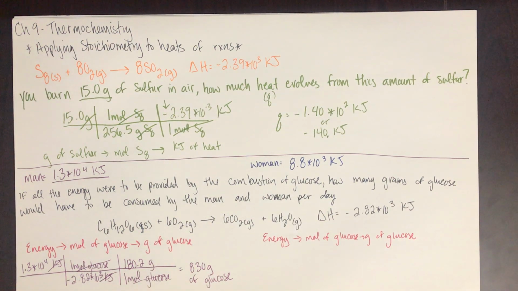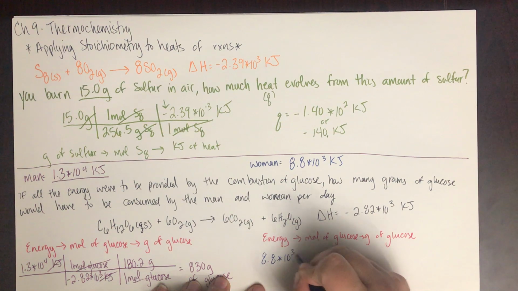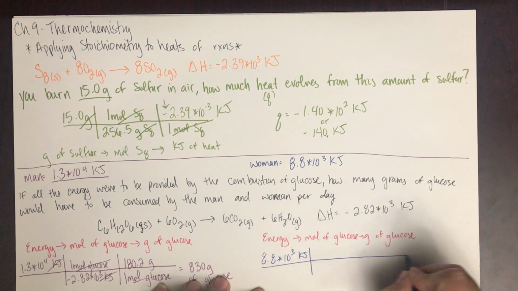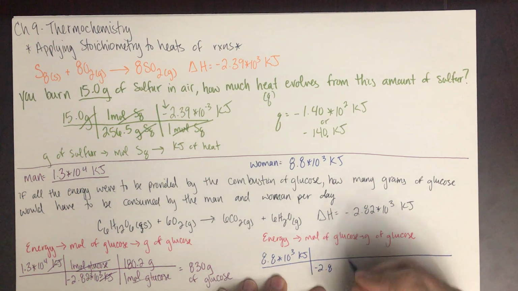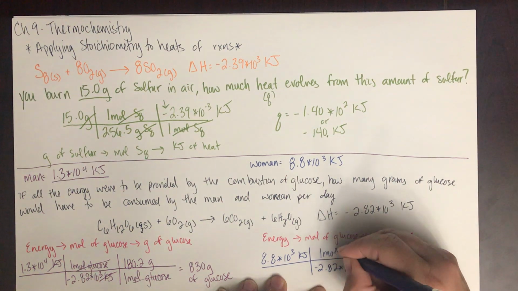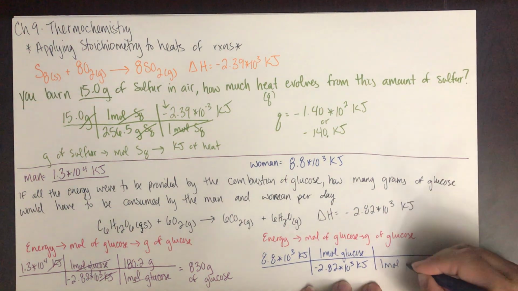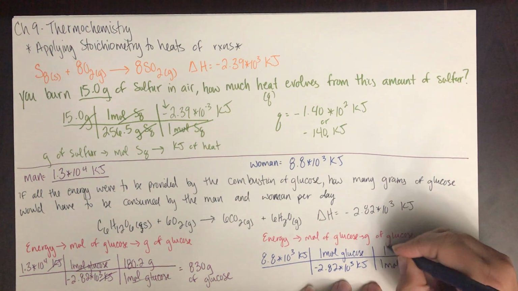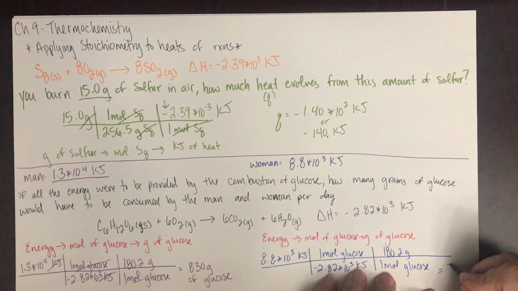So let's do the same thing over here for the woman. So I have 8.8 times 10 to the third kilojoules of energy. 1 mole of glucose is negative 2.82 times 10 to the third kilojoules for 1 mole of glucose. And then 1 mole of glucose is 180.2 grams. So this is going to give me about 560 grams of glucose.